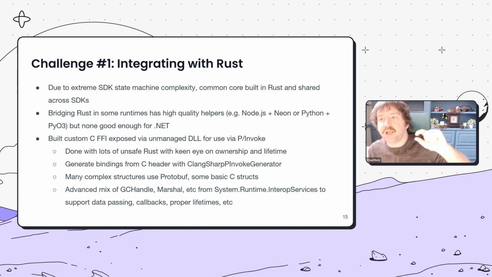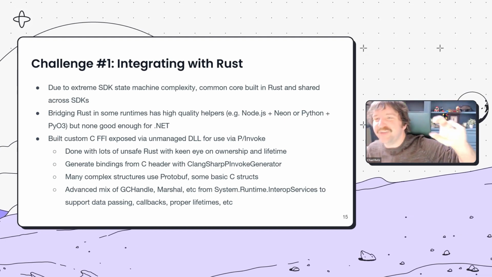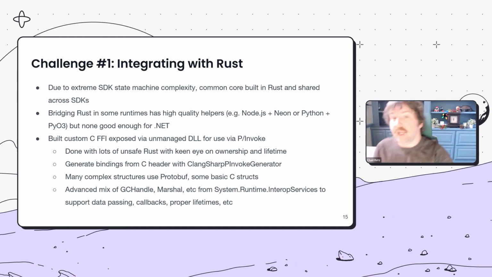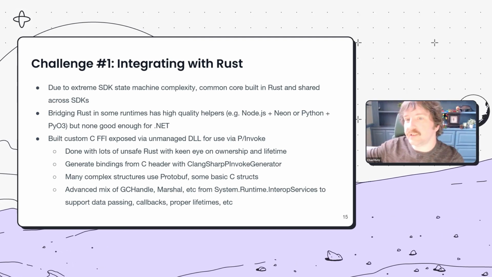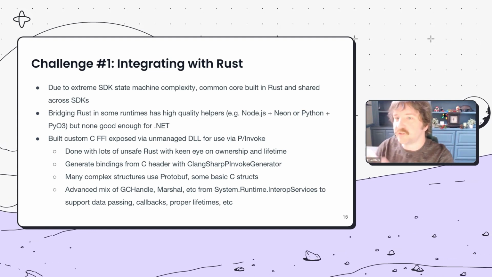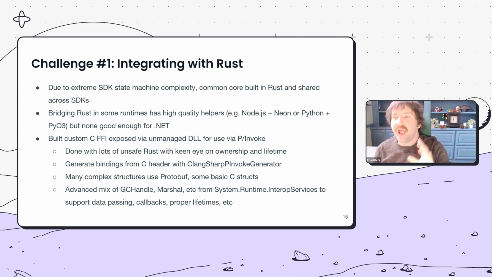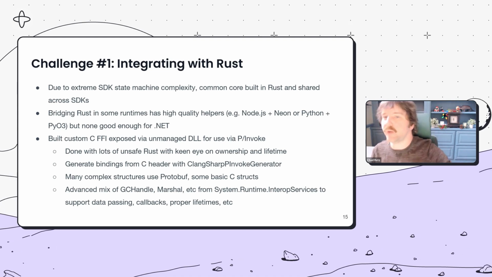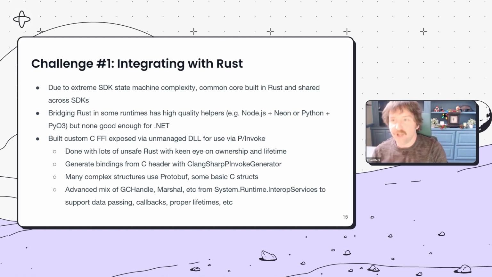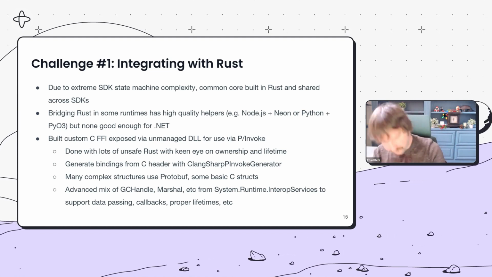But in Node.js, if you want to write a Rust extension, they have a nice high-level framework called Neon that helps you with that. In Python, if you want to write a Python Rust extension, they have nice high-level frameworks for that, in Rust it's PyO3 in this case. However, in .NET, not so much. There are a couple of burgeoning ones, but they didn't do everything we needed to do. So that means we have to go lower.